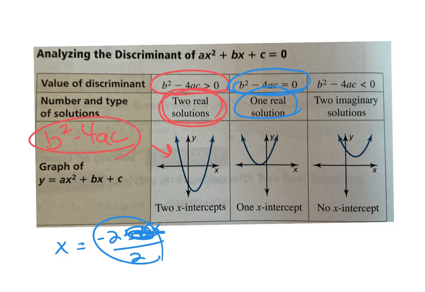And the last case is, what happens if it's less than 0? What happens if it's negative? Well, you know this. If you get a negative inside your radical, which is where b squared minus 4ac is, you're going to get 2 imaginary answers. So one more time. If it's positive, you get 2 real solutions. If it equals 0, you get 1 real solution. If it's negative, you get 2 imaginary solutions.